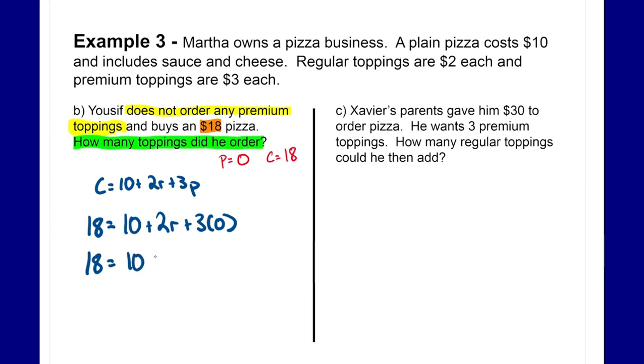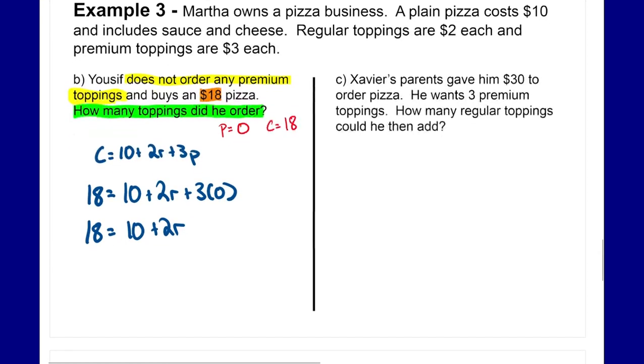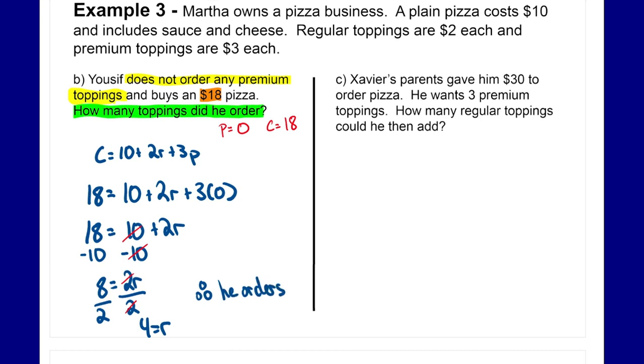18 equals 10 plus 2R. The 3 times 0 is 0, so that just disappears. I have a 2-step equation. Cancel out the non-variable term, do it to both sides. I'm left with 8 is equal to 2R. Divide both sides by 2. One side cancels out, and I'm left with 4 is equal to R. So that means, therefore, he orders 4 toppings.